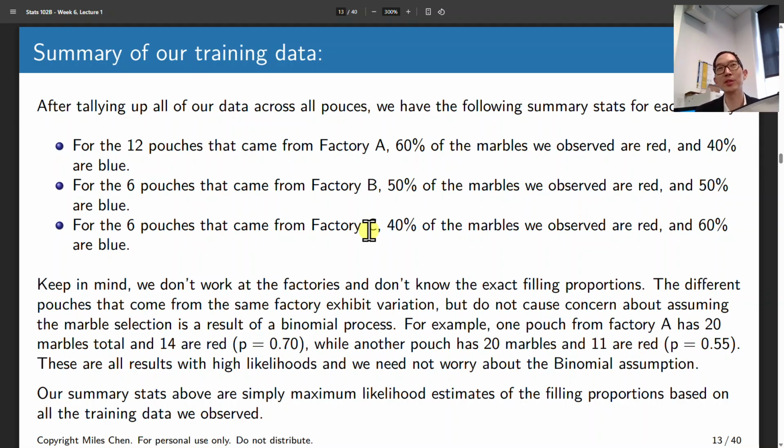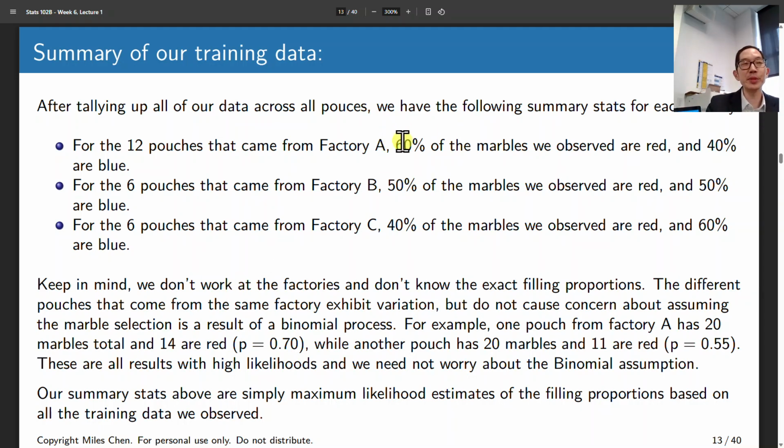So some might have a little bit more red, some might have a little less red, but on average, we get 60% red, okay? And then we'll say they don't cause any concern about the marble selection being a result of the binomial process. So I said, for example, one pouch might have 70% red, 14 out of 20, and another pouch might have 11 out of 20, 55% red, but when you average everything together, you get 60% red, okay?